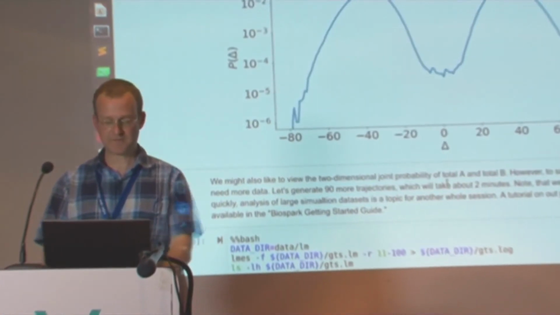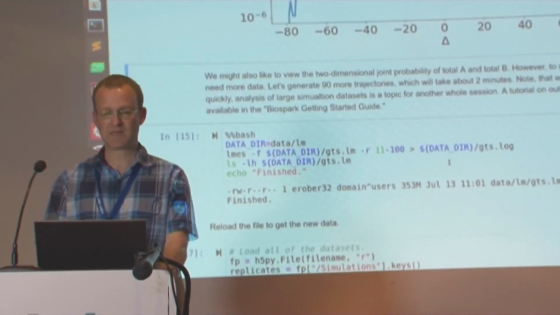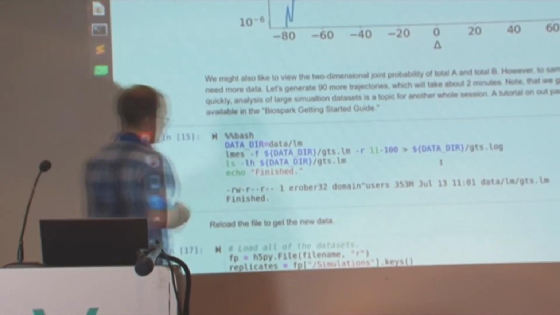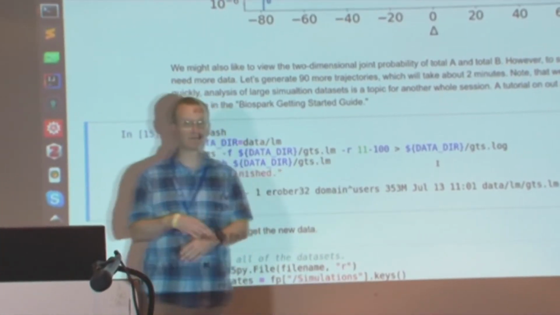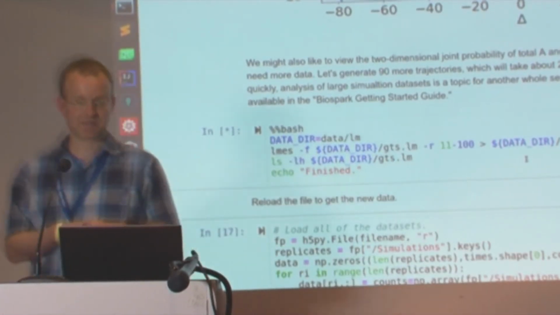So I'm going to talk for a few minutes about how to do that and what it means. And while I'm talking, I'm just going to run another simulation. So now I'm going to do 90 more trajectories. I'm going to do replicates 11 to 100. And it should take about 2 minutes to run.